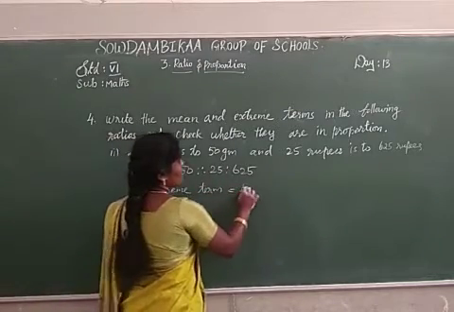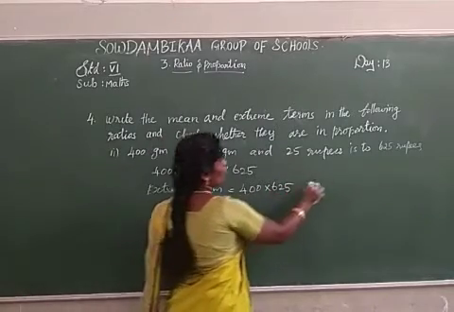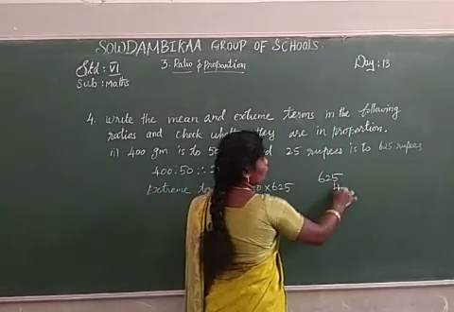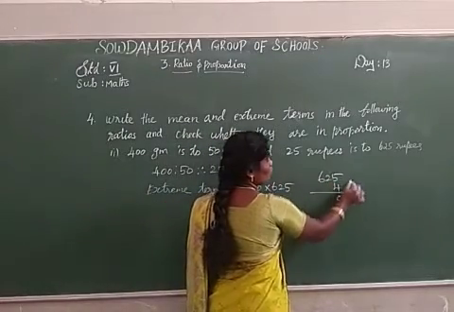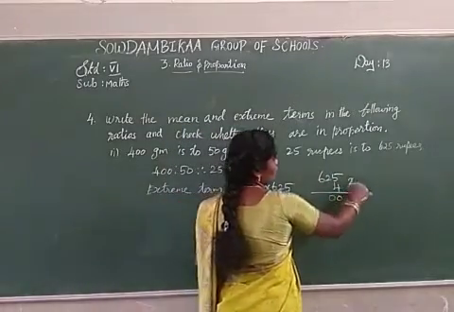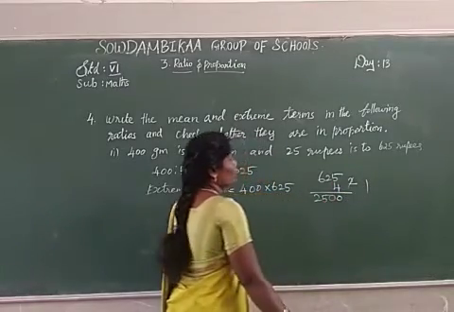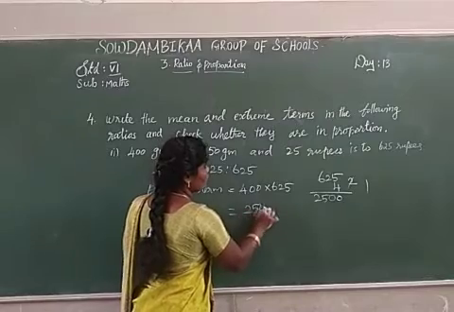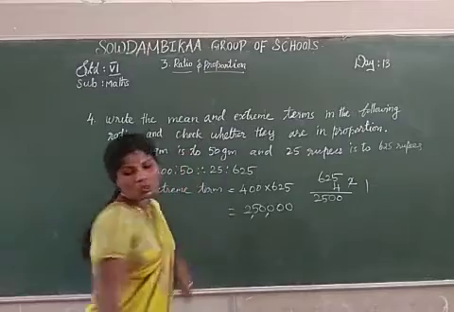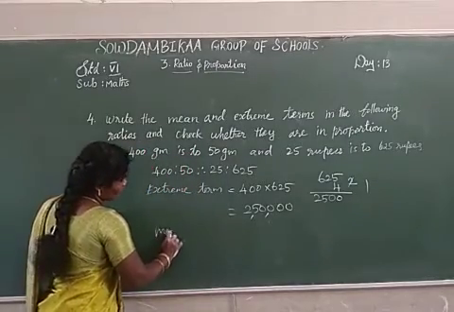400 into 625. As I already told you, multiply only the numbers. 625 into 4: 4 5s are 20, 0, remaining 2. 4 2s are 8, 8 plus 2 is 10, 0, remaining 1. 4 6s are 24, 24 plus 1 is 25. So 2500. Next, how many zeros are remaining? 2 zeros. The answer is 2,50,000. Next is the mean term.